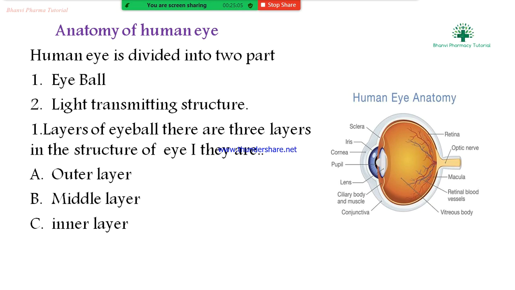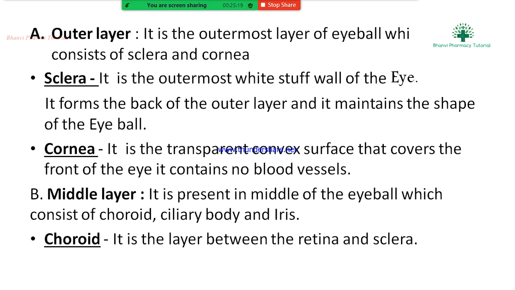The layers of the eyeball: there are 3 layers. The outer layer, middle layer and inner layer. You see the diagram. Next, what is the outer layer? The outer layer is the outermost layer of the eyeball, which consists of the sclera and cornea. You see the diagram.